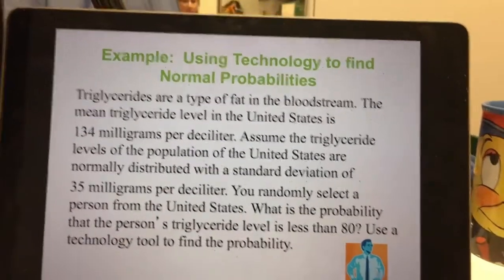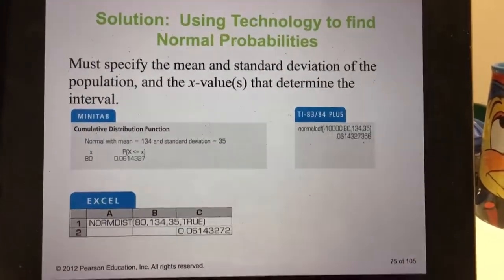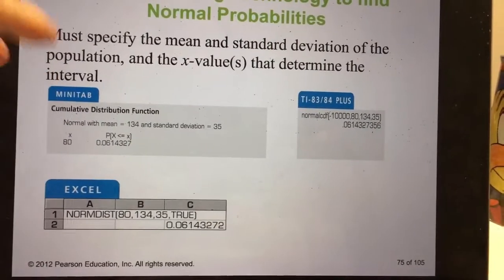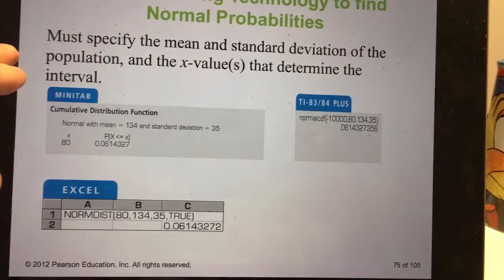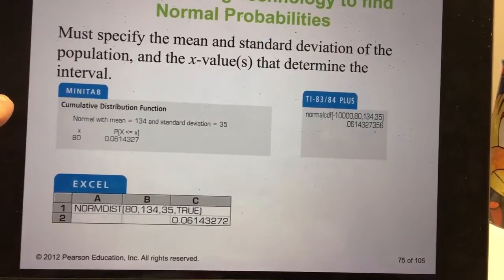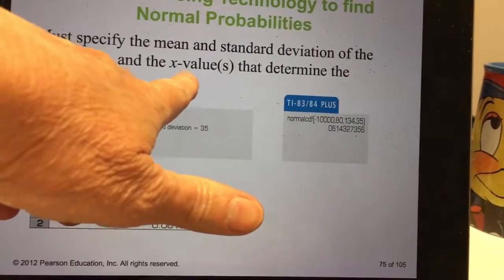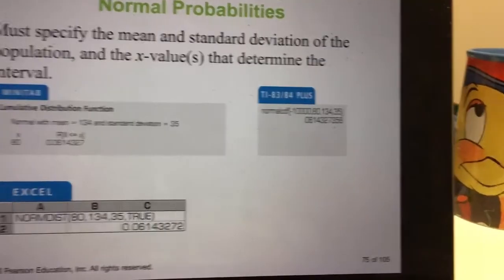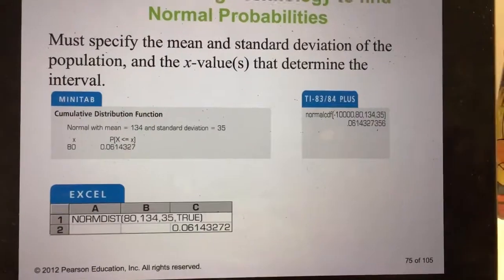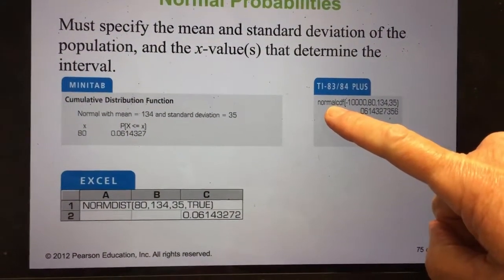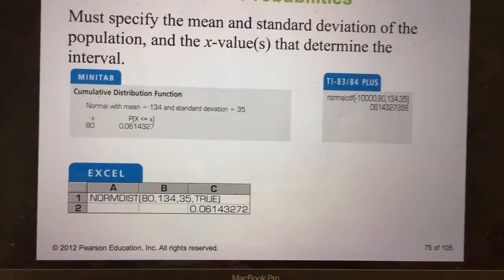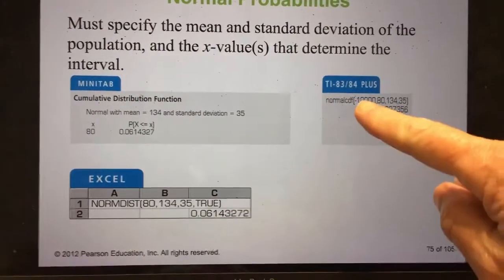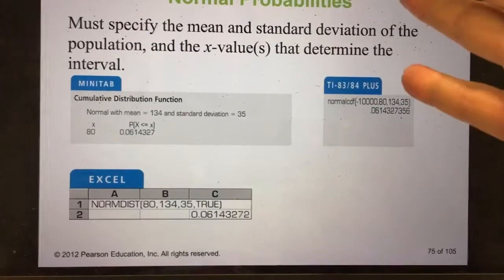All right, so we're going to rotate our slide here, and we have the three different types that they're showing. You must specify the mean and standard deviation of the population and the x values that determine the interval. In ours, the x value is less than 80. So we're not going to worry about Minitab or Excel. We're going to go straight to our TI-83/84 calculator, and we're going to use normalcdf, because remember, the CDF is the cumulative distribution function, and that's the one we want because we want everything to the left of 80, not just 80.